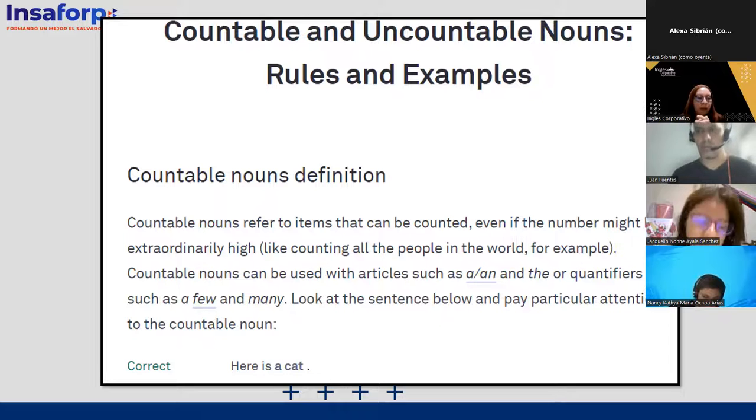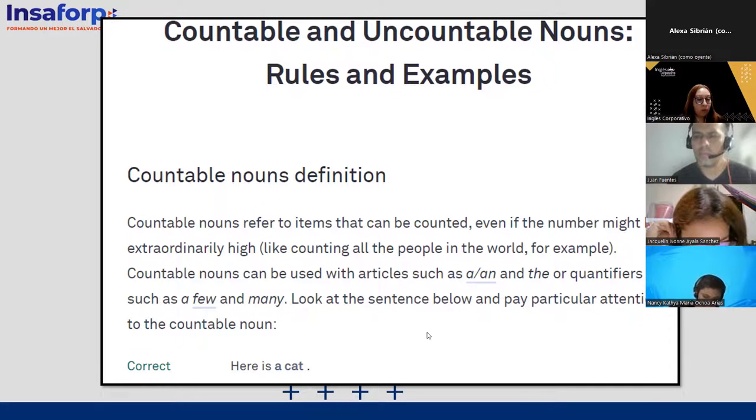O puedo decir, I only have a few dollars in my pocket. Solo tengo unos pocos dólares, right? Noten que no dije dinero, dije dólares específicamente. I only have a few dollars in my pocket, okay? Tengo unos pocos dólares en mi billetera.